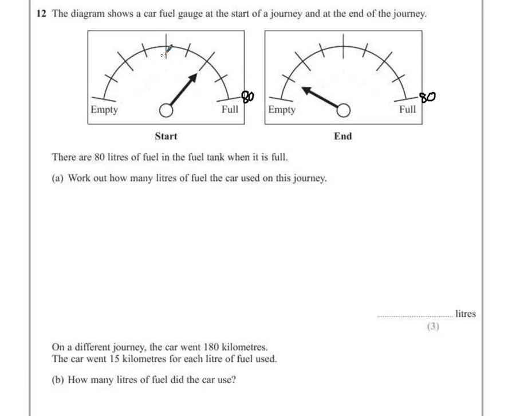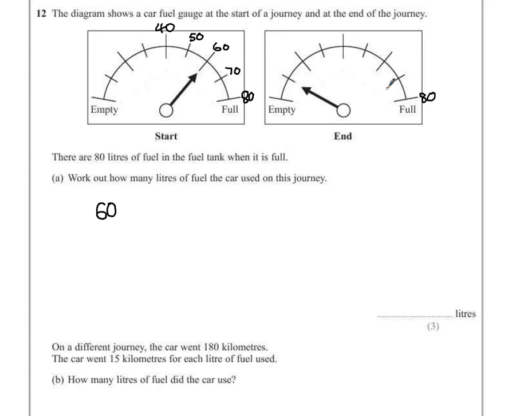If the whole thing is 80, then we know that halfway must be 40. And that shows that each of these small marks must be equal to 10 litres. So that would be 50, 60 and 70. So the start of our journey, the car has 60 litres in the engine.